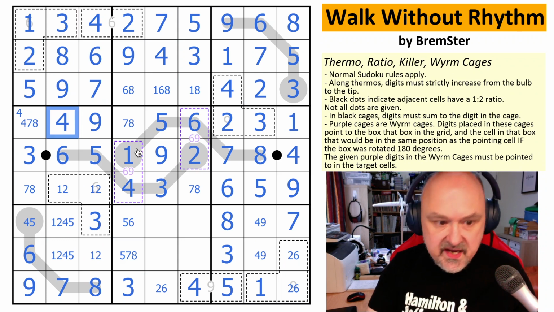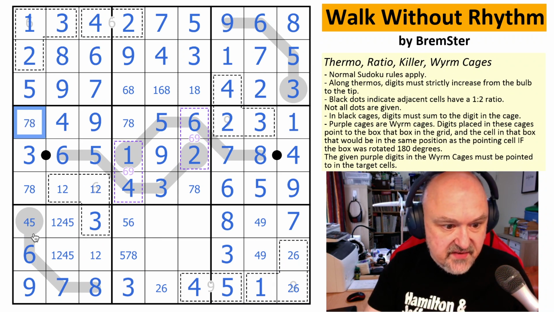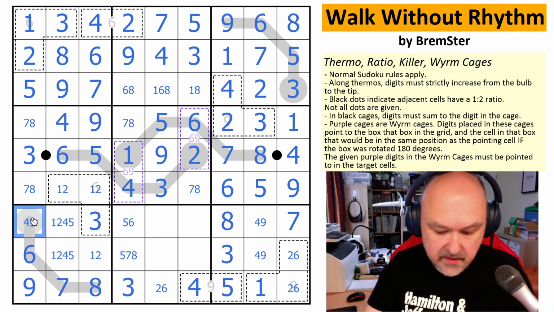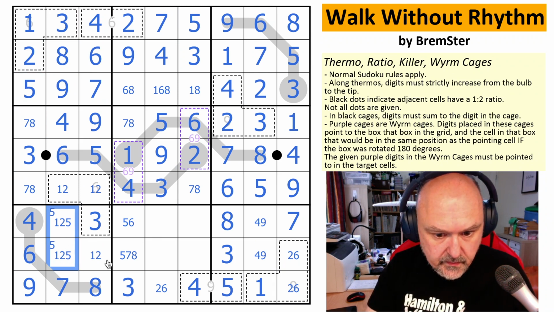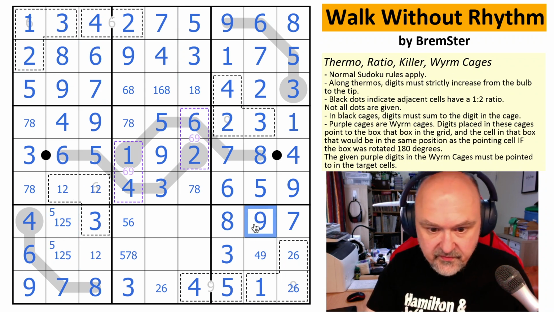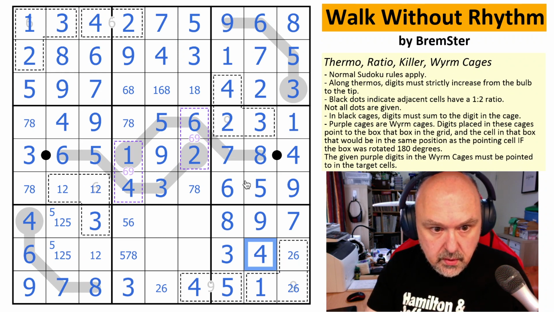That 8 is looking down, making that 4. This is not 4. This is a 7, 8 pair. That 5 is looking down, making that 4. I can take 4 out of there. There must be a 5 in here. The 4 is looking over, making that 9 and making that 4. I've got to be nearly done.